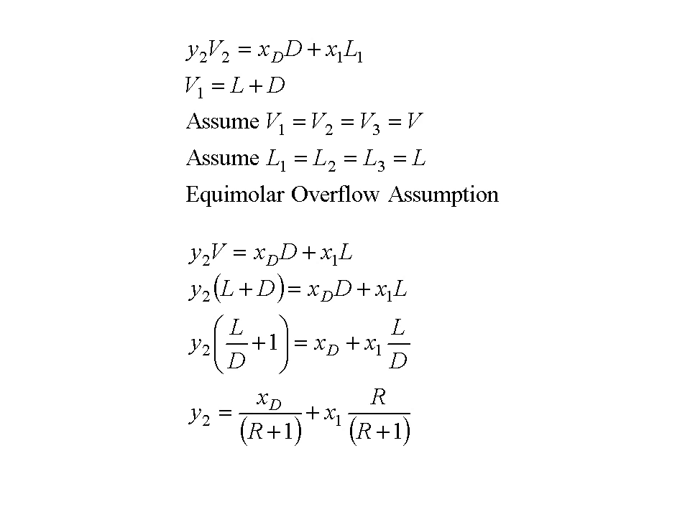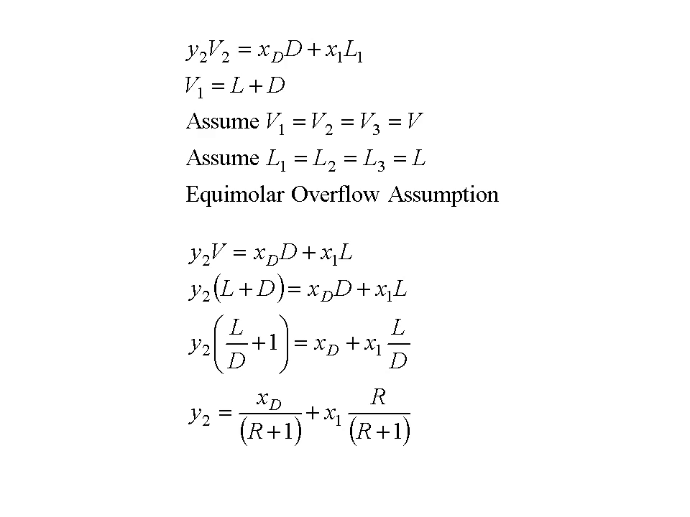And our material balance equation for the component around the first stage will be Y2 times V. That will equal XD times the distillate flow D, plus X1 times the liquid flow L that's being refluxed back into the column.